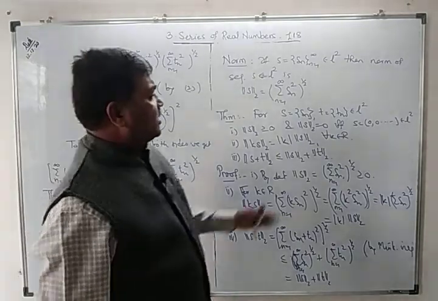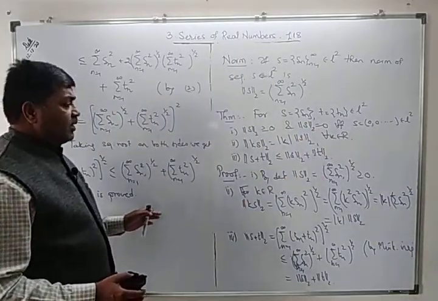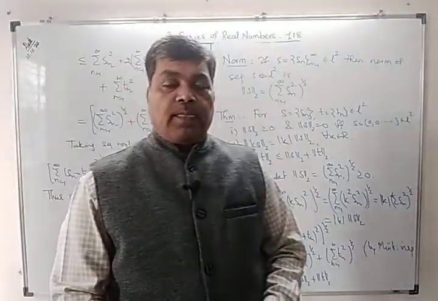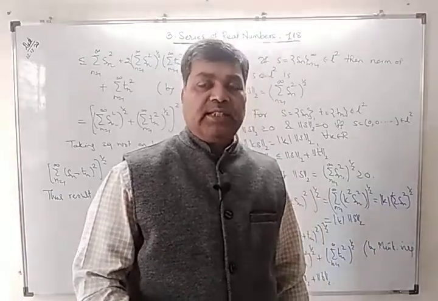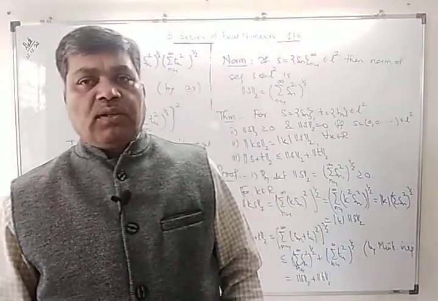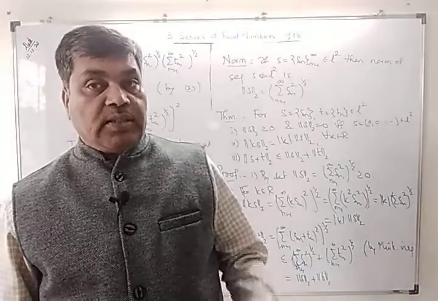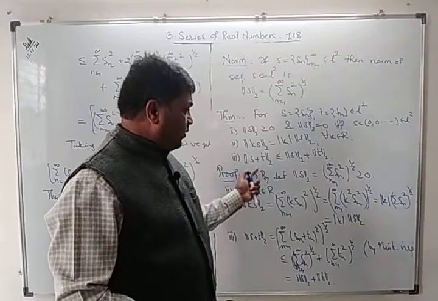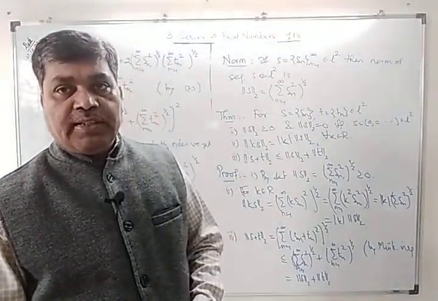So in vector spaces, for given S and T, S plus T belongs to L2, and for S belongs to L2, k times S belongs to L2. So it must satisfy all axioms of vector spaces. So L2 is a real vector space on which we can talk about the norm. So it is a normed linear space.